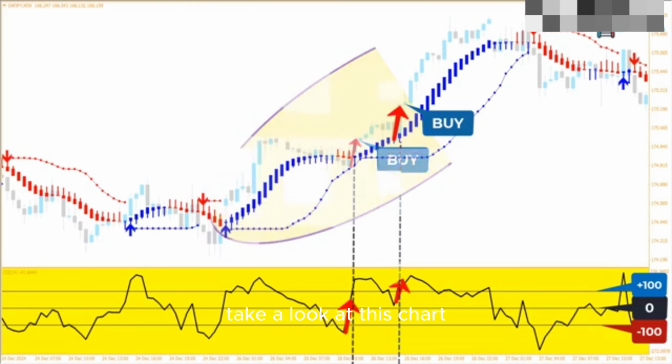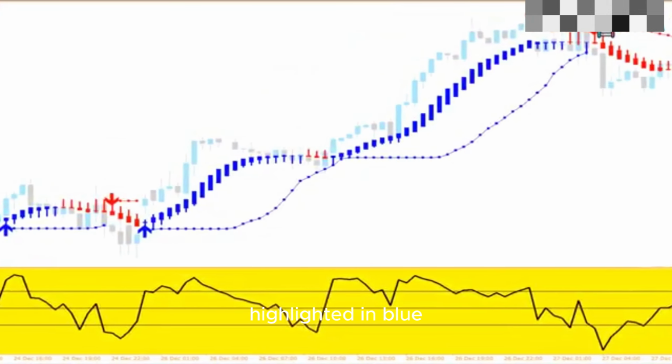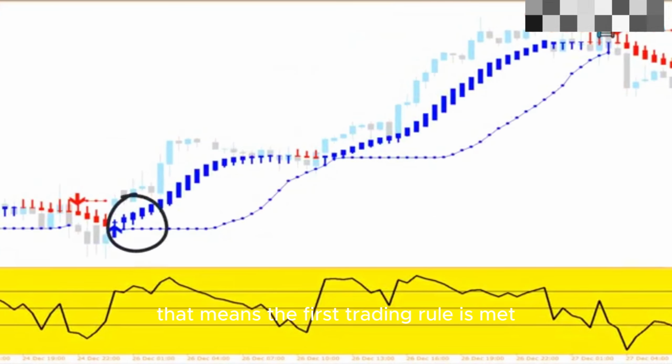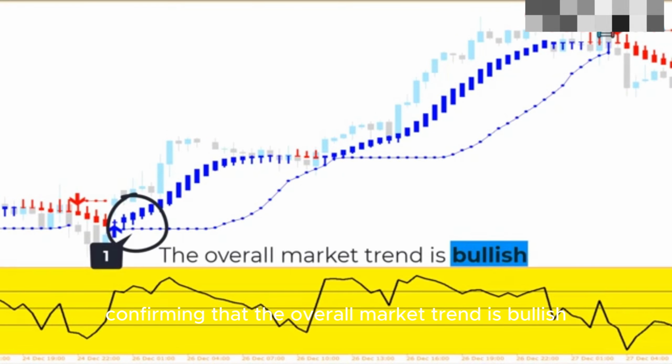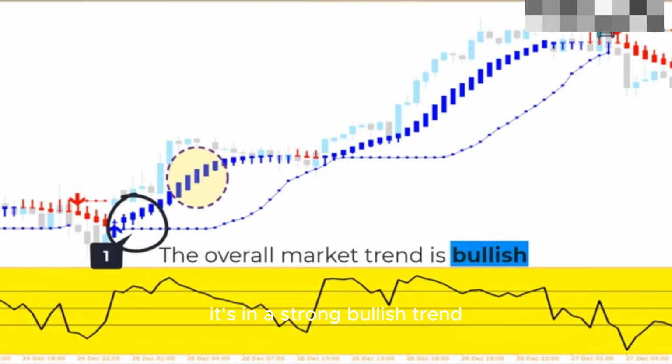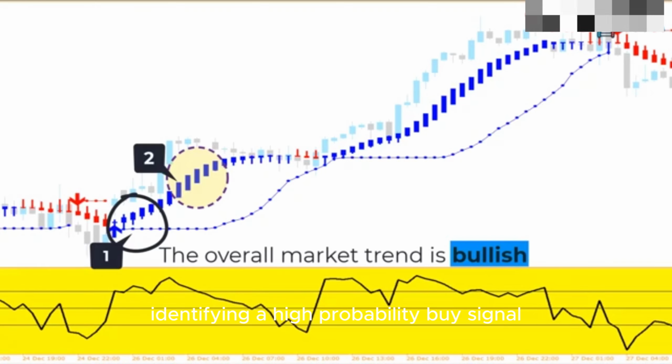Take a look at this chart. You can clearly see profitable strategy 1 and profitable strategy 2 highlighted in blue. That means the first trading rule is met, confirming that the overall market trend is bullish. Now within this bullish trend, we can see a strong bullish candle forming on profitable strategy 2. This signals that the market is not just bullish, it's in a strong bullish trend. And just like that, trading rule No. 2 is confirmed. Now let's move forward and see what this means for our next trade setup.